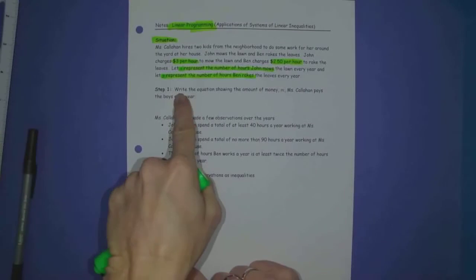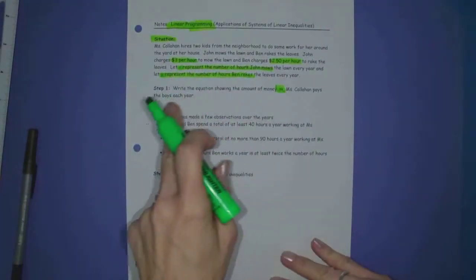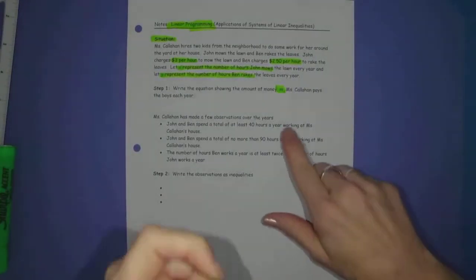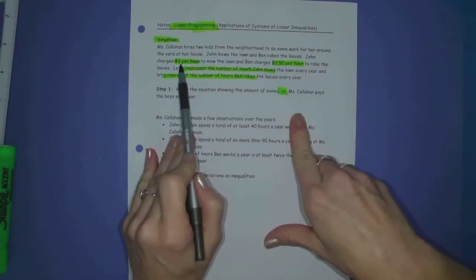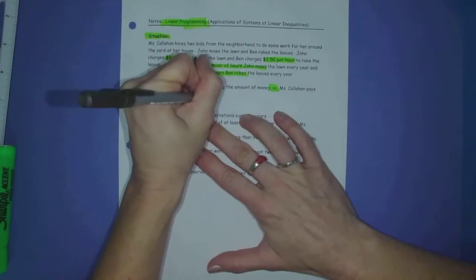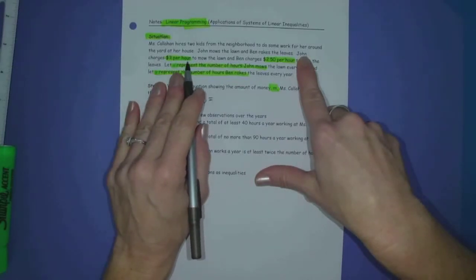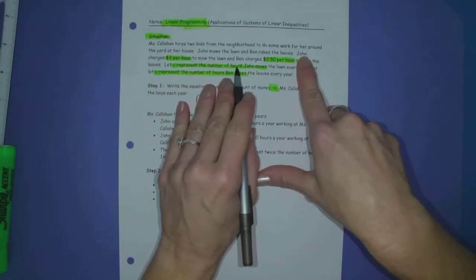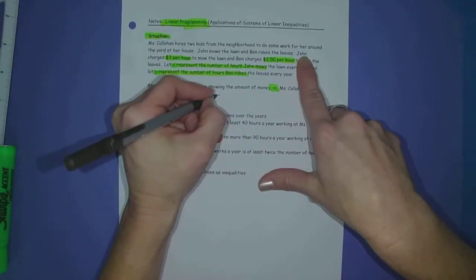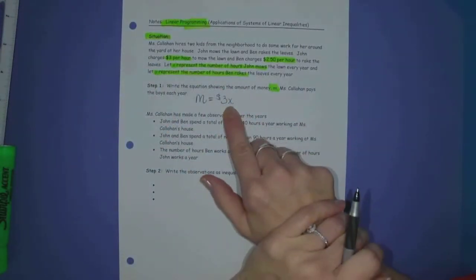Step 1 says, write an equation that shows the amount of money, M, Ms. Callahan pays the boys each year. So money, that's telling me I have got to do something with the $2.50 and the $3. My thought is I'm going to set my money, M, equal to, let's start with the $3. So John charges $3 per hour, and X is the number of hours for John. So the amount of money that I need to pay John would be $3 an hour times X, the number of hours that he mows the lawn.